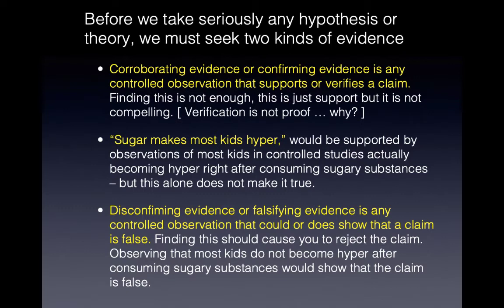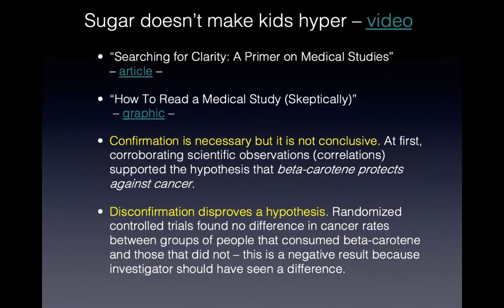Disconfirming evidence or falsifying evidence is any controlled observation that could or does show that a claim is false. Finding this should cause you to reject the original claim. Observing that most kids do not become hyper after consuming sugary substances would show that the claim is false. Observing, for instance, no drop in the rate of crime or an increase in the rate of crime even after Roe v. Wade was passed would be a reason to reject the hypothesis that legalized abortion had anything to do with the crime rate.